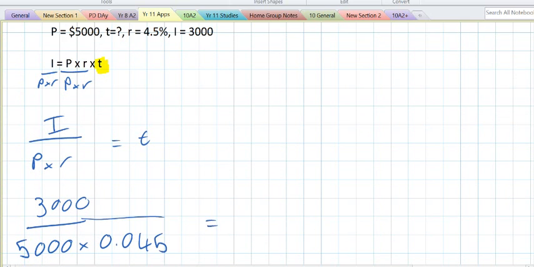And then we can reach for our calculators once it's all in terms of numbers. 3,000 divided by 5,000 times 0.045. It's 13.333 years. And you can begin to see why people would prefer to borrow some money to get their car earlier rather than try and save just by using interest.